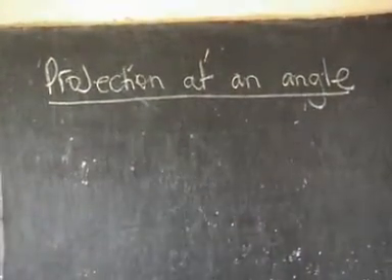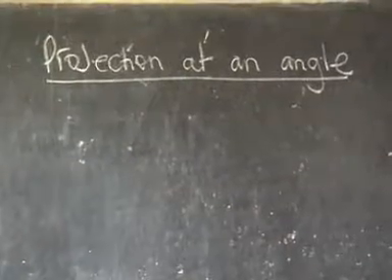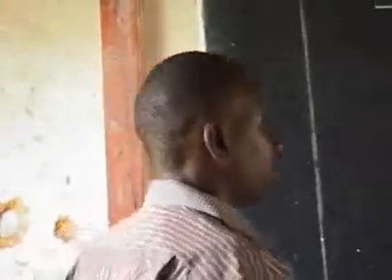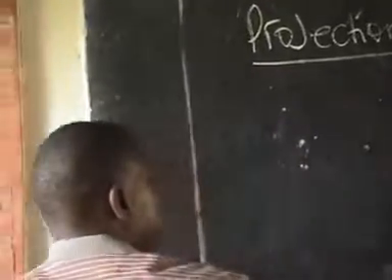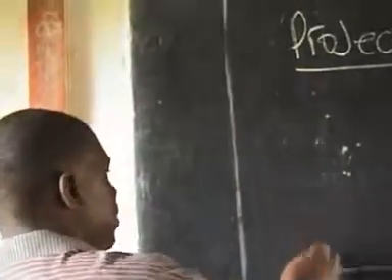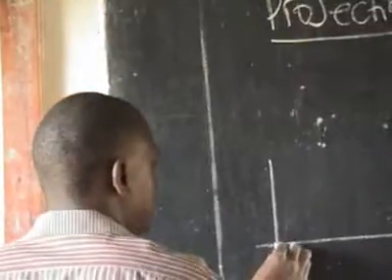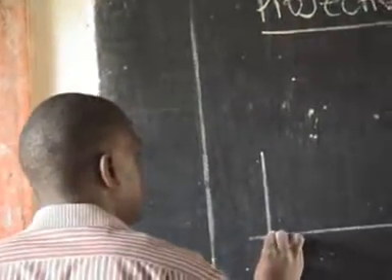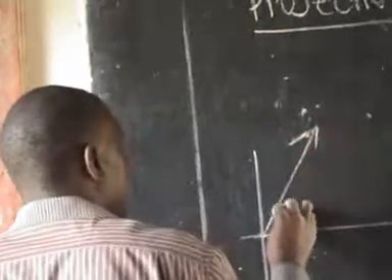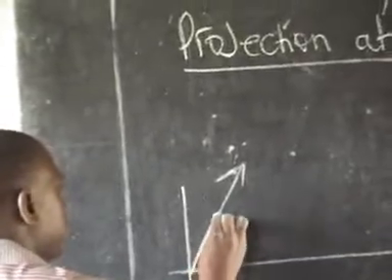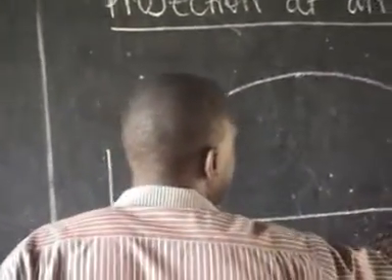When a particle or a body is projected at an angle above the horizontal, the body will describe what we call a parabolic path. So if this is my ground and I happen to have my convention set of axes, when a body is projected at an angle theta, this body will describe a parabolic path.